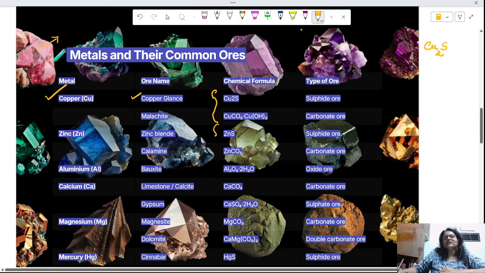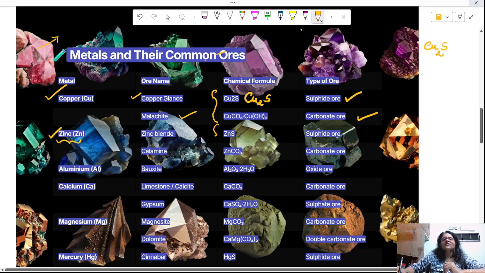Cu2S. Here, you need to write it as Cu2S. So Cu2S is called copper glance, a sulfide ore, a mineral of copper with sulfide. Then malachite is there, copper carbonate. Copper carbonate is actually the green one. Okay, so that is a carbonate ore.